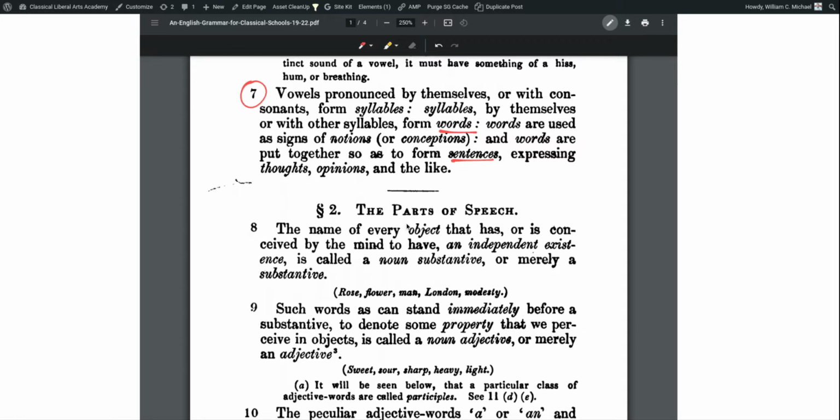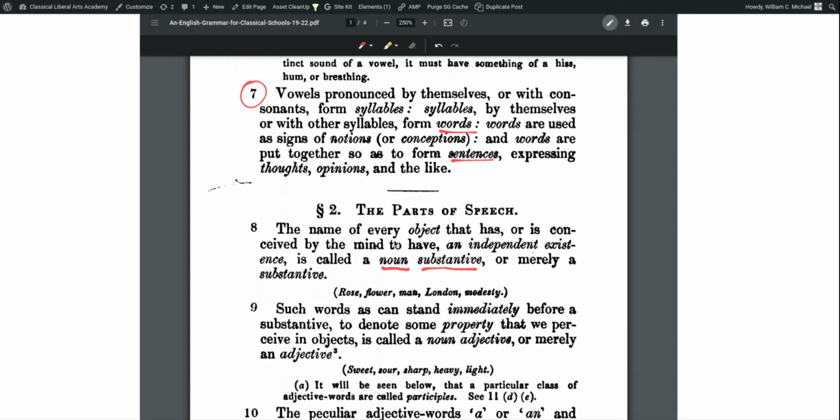And in grammar, the study of the parts of speech is called etymology. Etymology. So let's go ahead and walk through this lesson on the parts of speech. We start here with point number eight, or article number eight. And we learn the first of the parts of speech, which is a noun substantive.